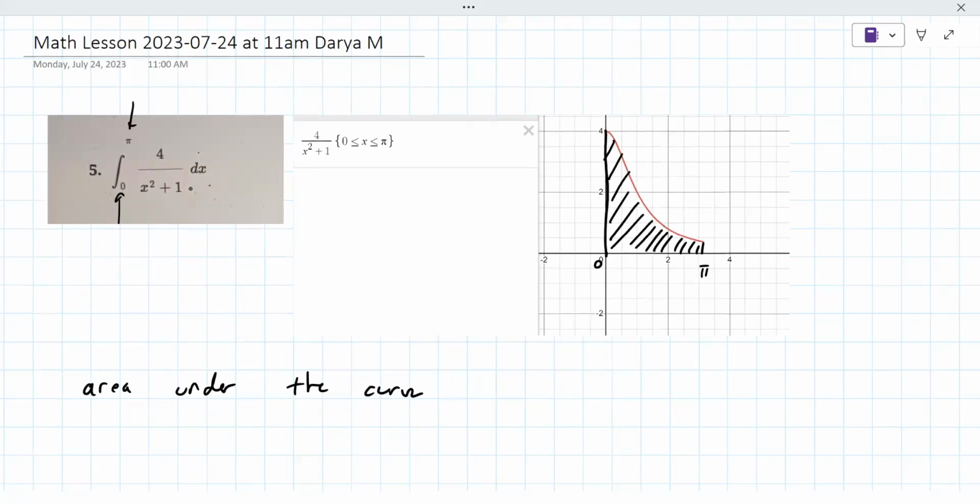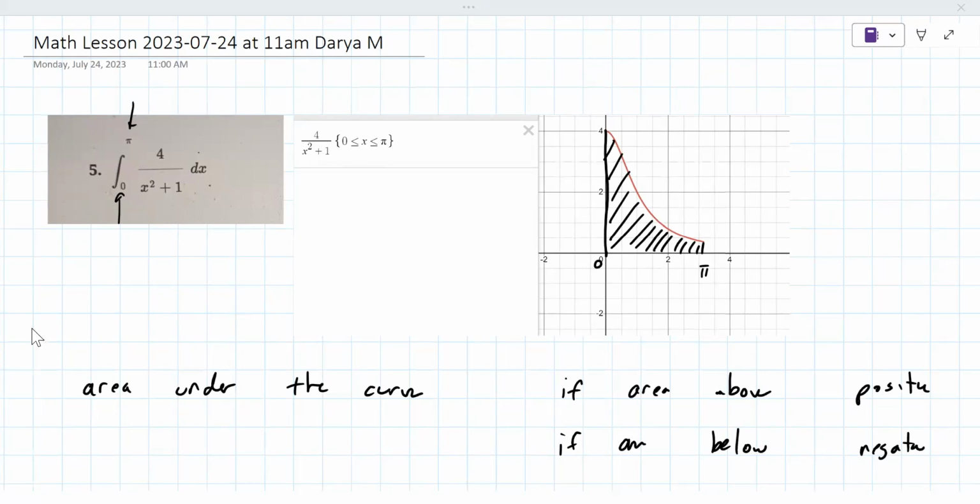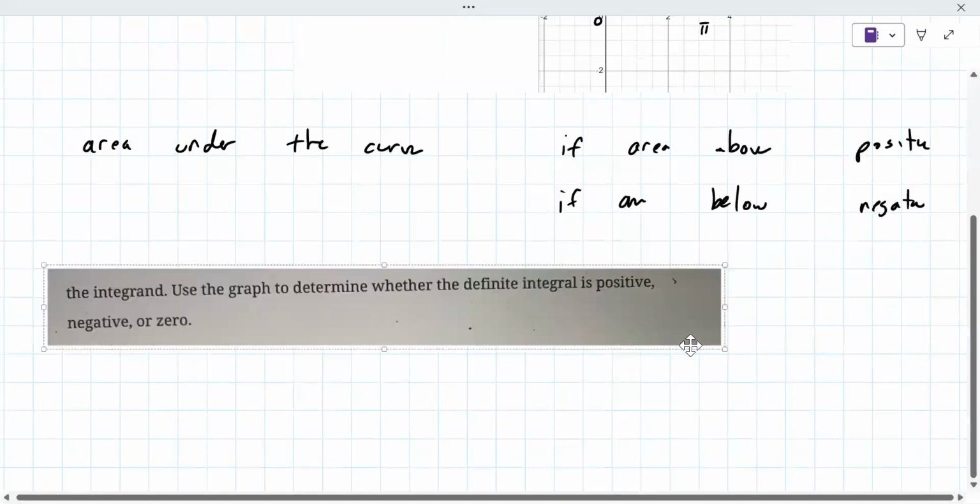There's a simple rule here: if the area is above the axis, it means it's positive. If the area is below, that means it's negative. So if you look at the instructions for this first problem, it says, is the definite integral positive, negative, or 0?